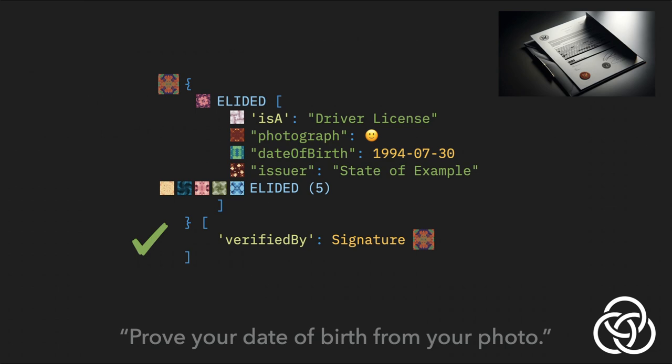So the date of birth is there, the photo is there, the fact that it is a driver's license and who it's issued by, and the signature are all still there. The signature is created by the issuer. Notice that the actual top-level hash hasn't changed, and therefore the signature is still valid.